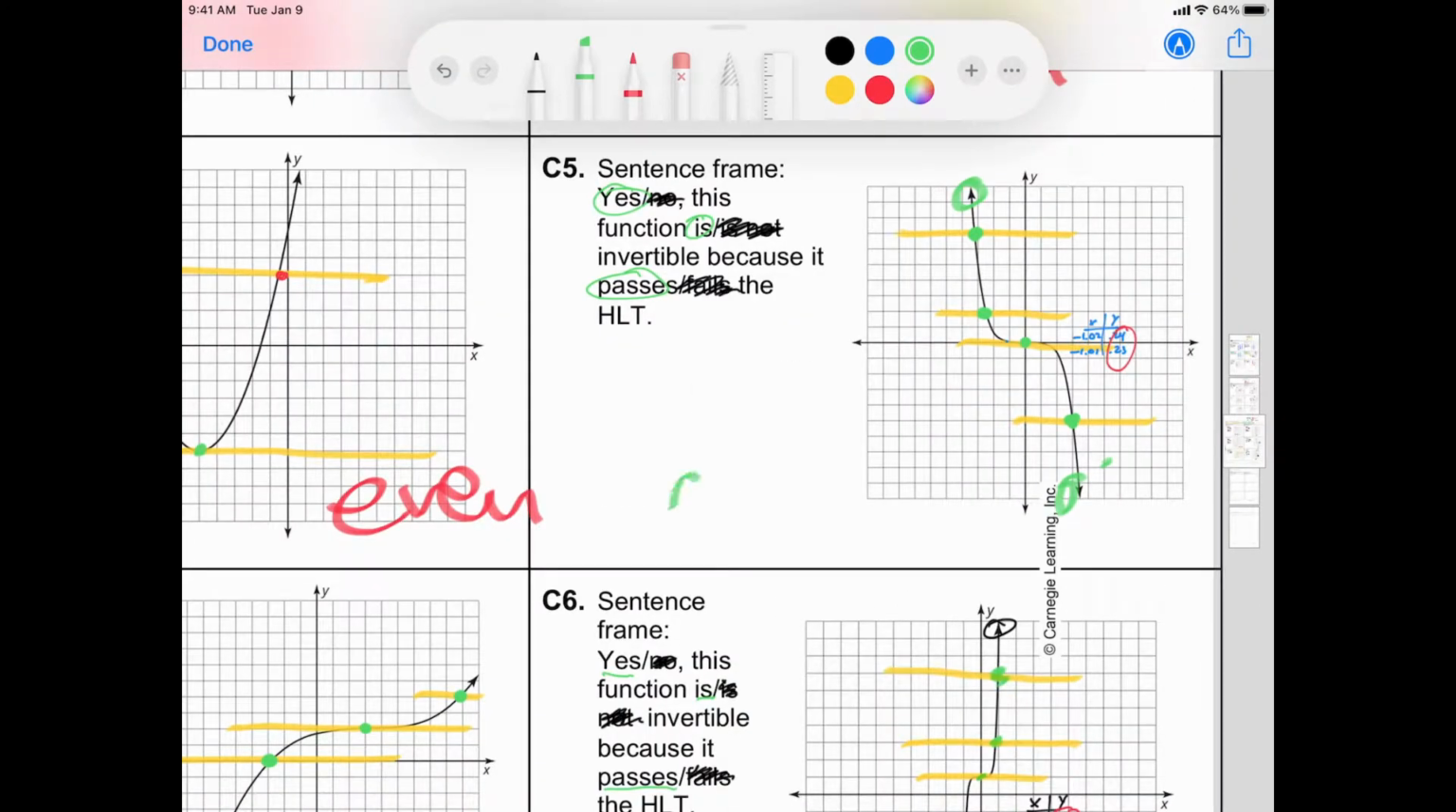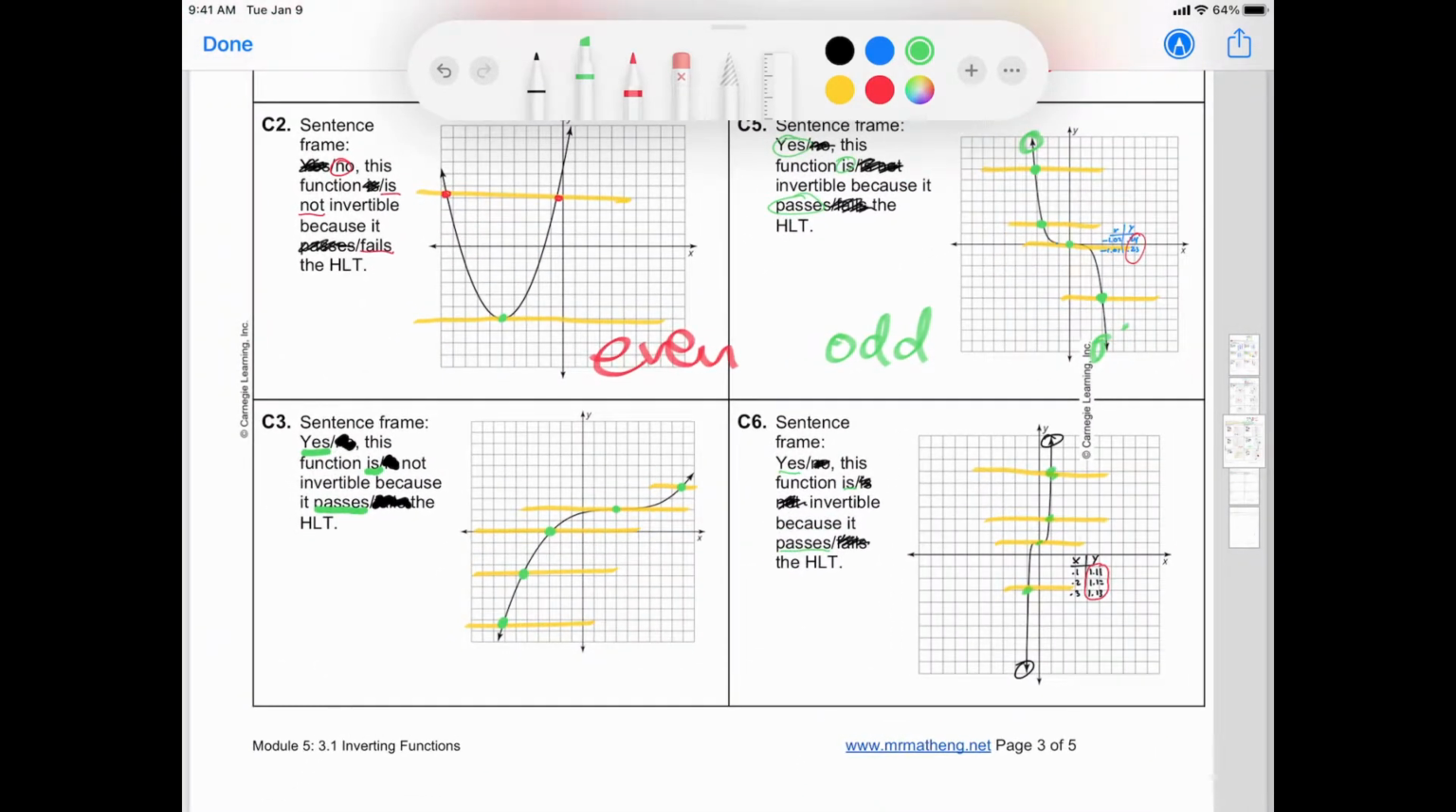Okay, and oh, look at this one. Direction. So this is an odd degree, so that one passed. That's why I have green. Same thing in C3. Arrows are in opposite directions. It's an odd degree, and it passed the horizontal line test. And this one's also an odd degree, and it also passed.